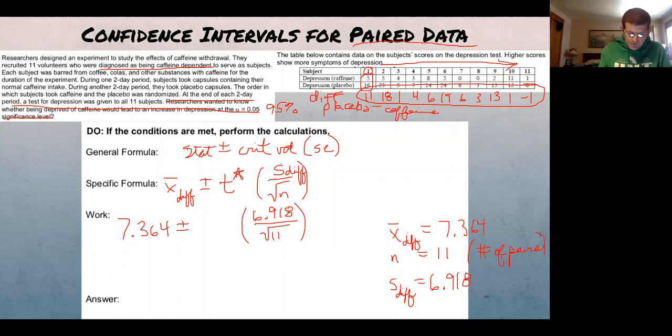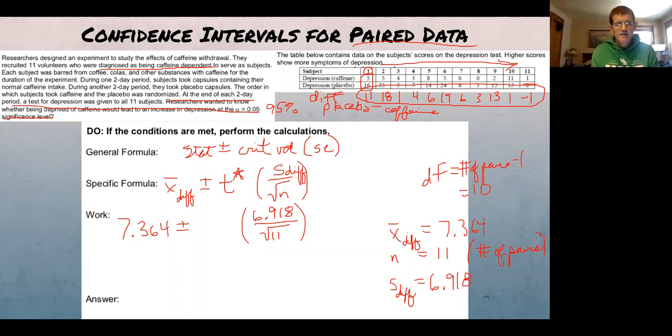So our degrees of freedom for something like this is just going to be n minus 1 again. So it's going to be the number of pairs minus 1. So in this case, it's 10. So we go back to a very simple degrees of freedom calculation. No complexity to it in any way, shape, or form.